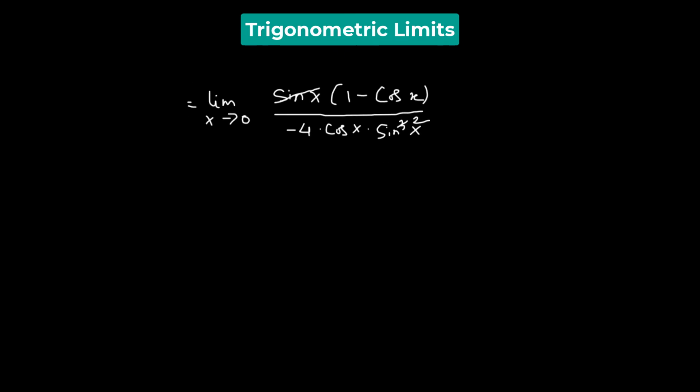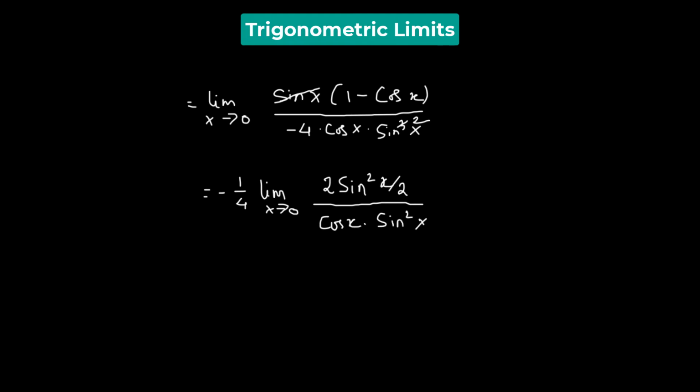So we have now negative 1 over 4 limit x extending to 0. So we have 1 minus cosine of x, which can also be written as 2 sine squared x over 2, divided by cosine of x times sine squared x.